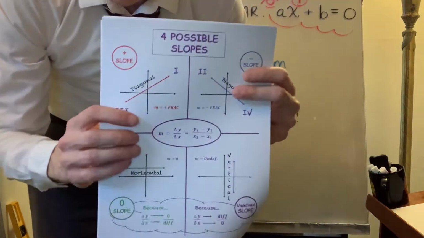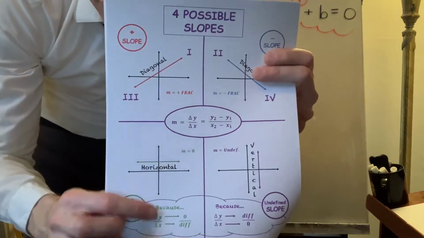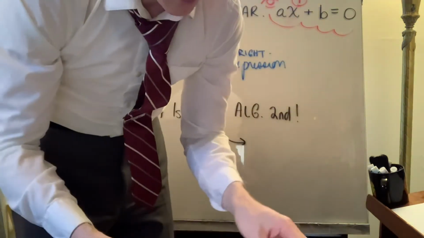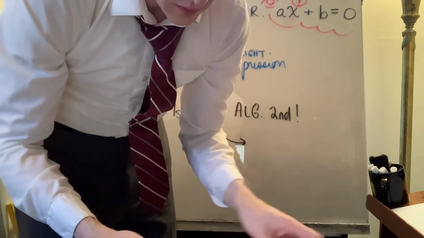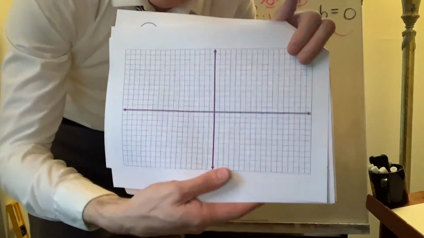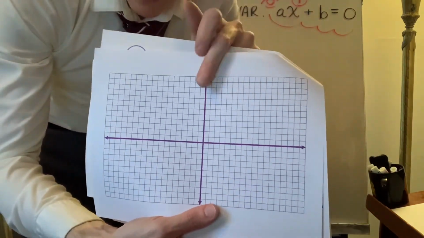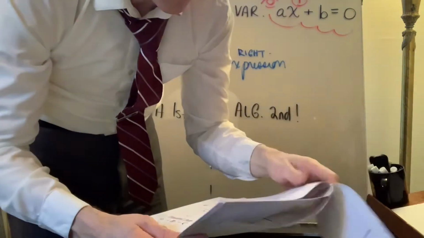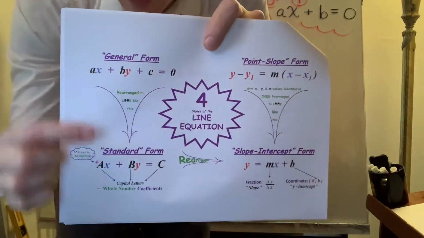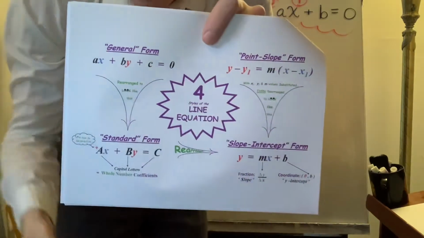This is an overview of different slopes and the slope formula. It's upside down. I don't know why I did that. I'll have to check my staple. Here's another blank coordinate plane prepped. These are an overview of different incarnations of the line equation.